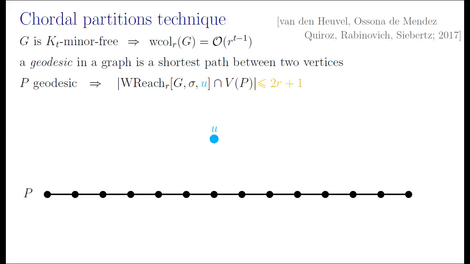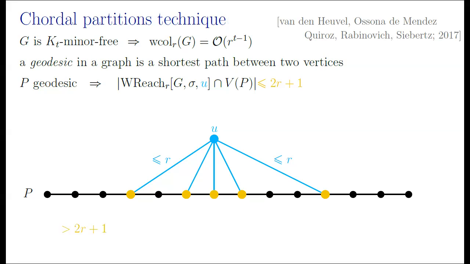Say that we have P, which is a geodesic, and we have our vertex u, and say that u reaches some stuff on this path. And say that it reaches a lot, so more than the bound that we want, 2r plus 1. This means that the number of edges between the first that is reached and the last that is reached is more than 2r. Yes, this is very simple.